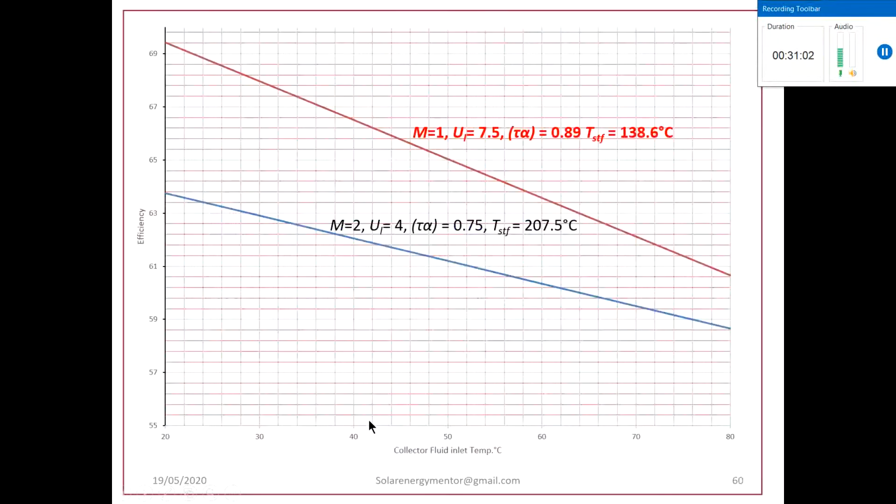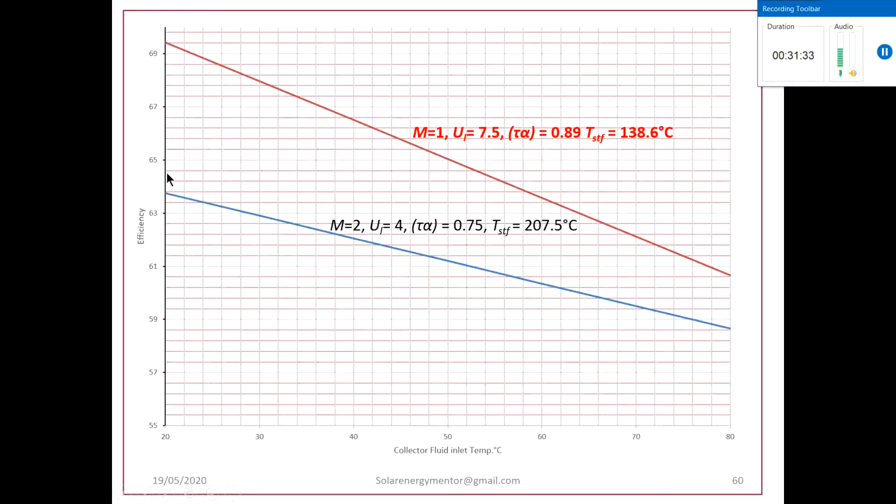So it means that if TFI is almost in a small range, then this type of collector will be used. If collector fluid inlet temperature is always varying over a wide range, then this will not be a good collector because the variation of efficiency over the same range is higher. On the other hand, if the variation in collector fluid inlet temperature is very high, this is more or less giving a consistent performance.